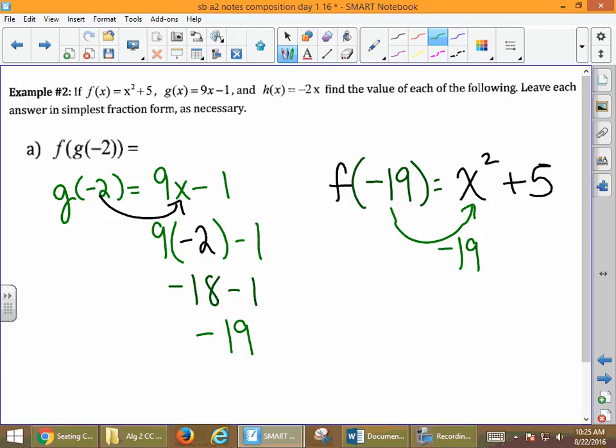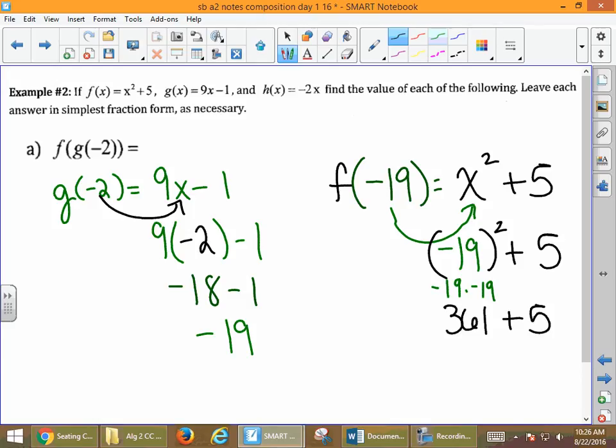Be careful if you're typing it into your calculator. You need parentheses if you're going to put it into your calculator. -19 squared means -19 times -19, which is 361 plus 5. 361 plus 5 is 366. That's our final output.